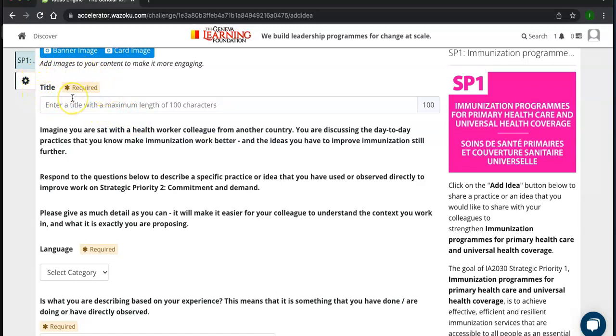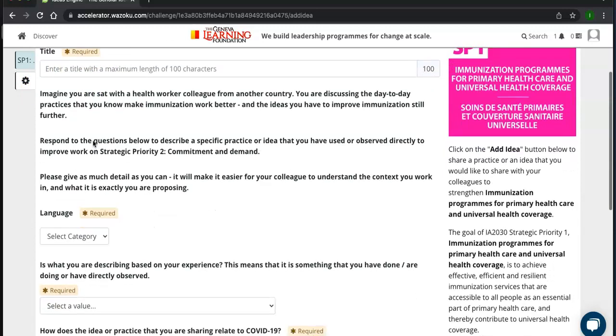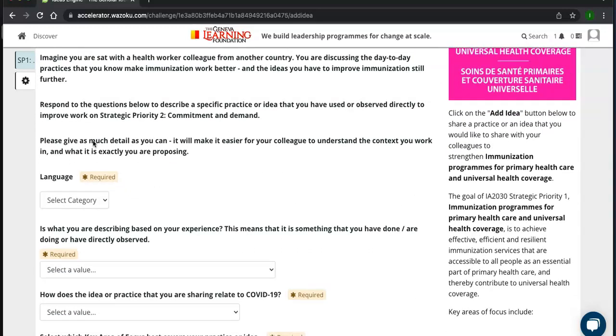If you can make a specific title that explains in a few words what it is you're about, it's much more likely that other people will read it, because they will be able to see very rapidly what this is about. And what we're asking you to do is to imagine that you are sat with a colleague from another country, so they don't necessarily know your context.